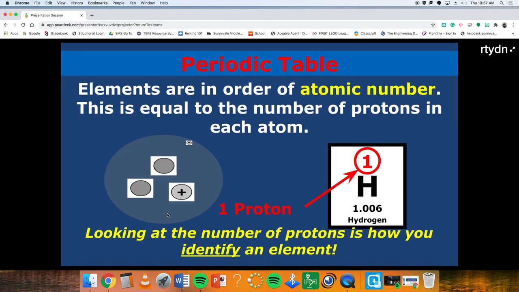I'll explain all this later, but when you're looking at the periodic table, you can look at those atomic numbers and see what's happening there. The one thing you can deduce from those atomic numbers is that hydrogen has 1 proton, helium has 2 protons, lithium has 3 protons, and so on and so forth. Once you understand the periodic table, it can really give you a lot of information, and it's all right there looking at you. So looking at the number of protons is how you identify an element.